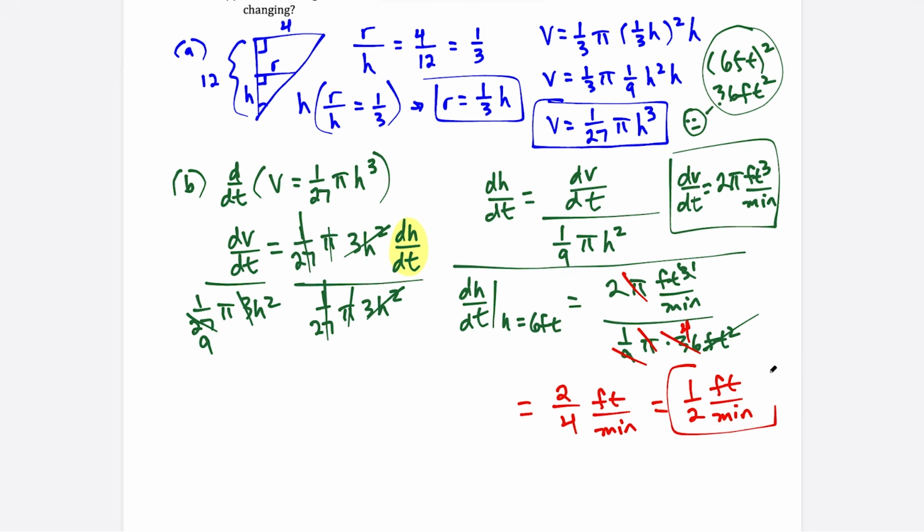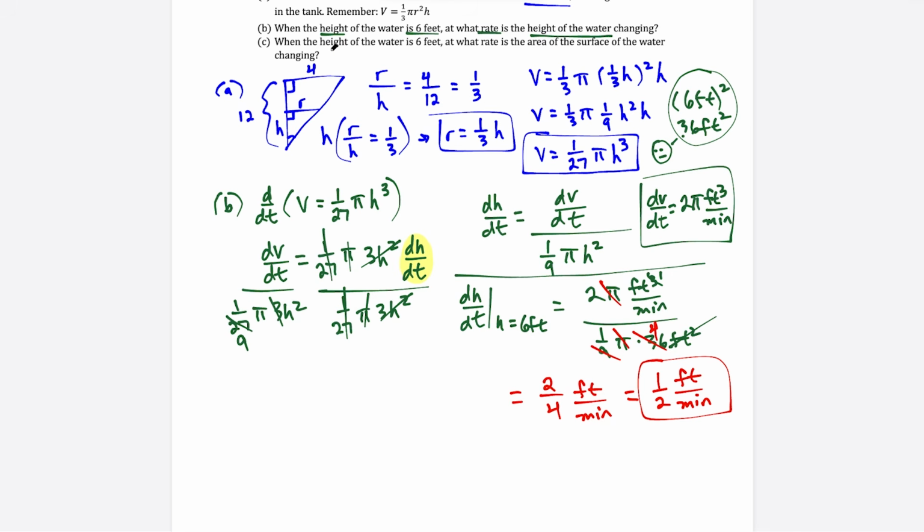Now, one thing to point out about the AP test is that if you leave everything unsimplified like we did in this line here, you don't actually have to simplify everything. You could leave it like this as a mess without dividing any common factors out, okay? So just know you won't lose any points. But if you want your answer to look nice, then sure, go ahead and simplify. And the correct answer here, dh dt, when h is equal to 6 feet, is 1/2 feet per minute.